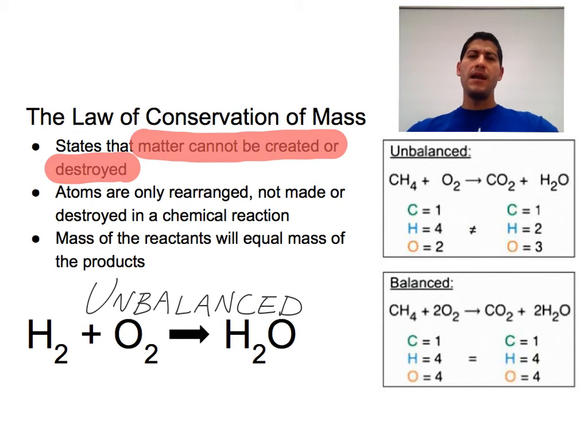There's one carbon atom on each side of the equation, so the carbon atom is balanced. But there are 4 atoms of hydrogen on the reactant side, and only 2 atoms of hydrogen on the product side. There are also 2 atoms of oxygen on the reactant side, and 3 atoms of oxygen on the product side.